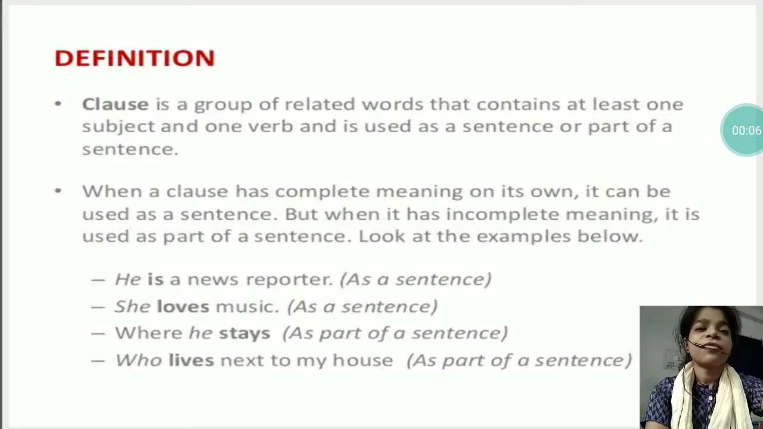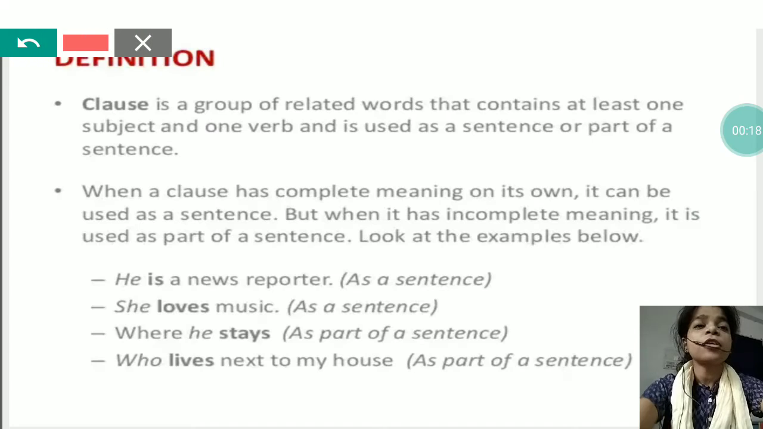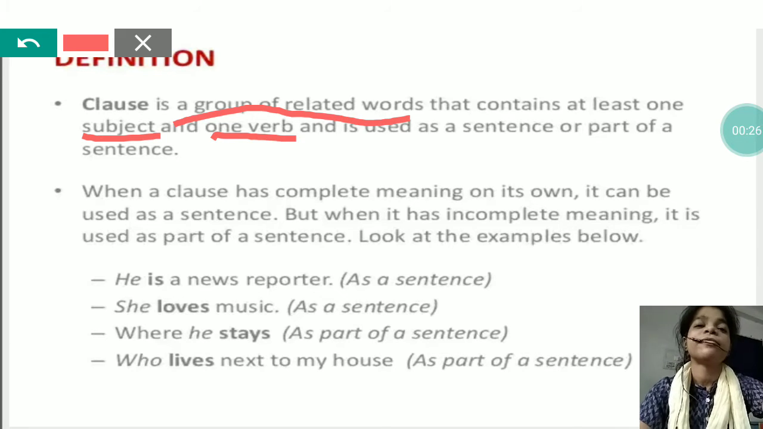So the definition of a clause is a group of related words that contains at least one subject and one verb and is used as a sentence or part of a sentence. What is a clause? A clause is a group of words containing at least one subject and one verb.